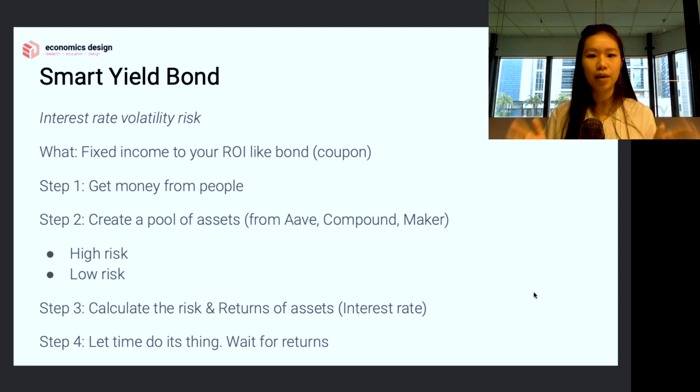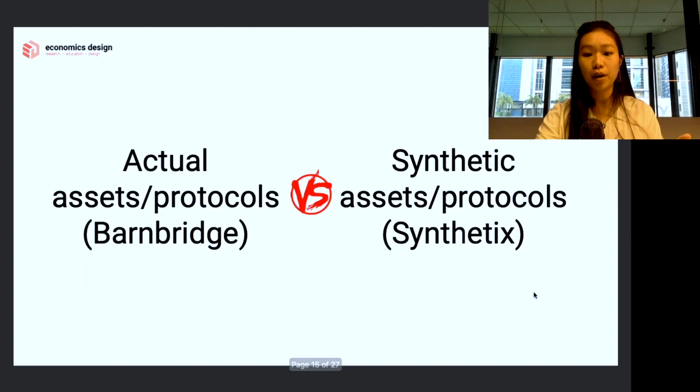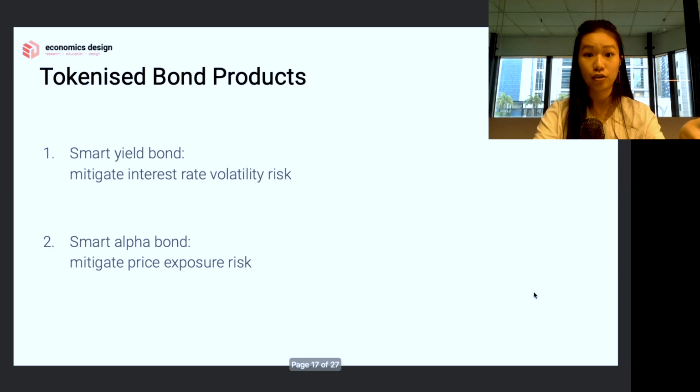So how do we simplify it? Step 1, get money from people, raise funds from the public. That's exactly what they've done. They've raised a few $100 million. Step 2, create a pool of products. So right now, we talked about the difference between BarnBridge and synthetics is that BarnBridge puts money into these actual assets and protocols, right?